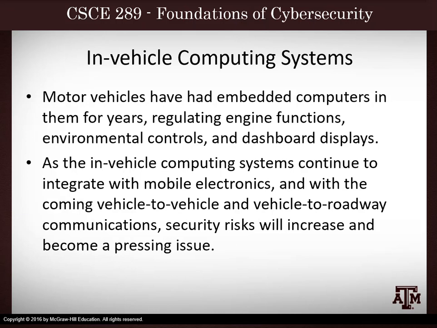This is going to be a big one. In-vehicle computing systems, autonomous vehicles. We don't know where this is going. We have some level of in-vehicle computing systems with embedded systems on my engine functions, environmental controls, dashboard displays. My SUV beeps if I get out of the lane. My SUV beeps if I'm backing up and it detects something. It's all great to have. What this is going to lead to, as this technology progresses, is more vehicle-to-vehicle communication, vehicle-to-roadway communication, more automation. So your security risks are going to increase and obviously become a pressing issue.